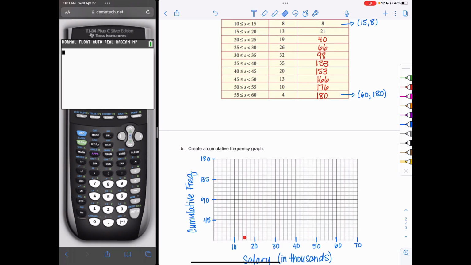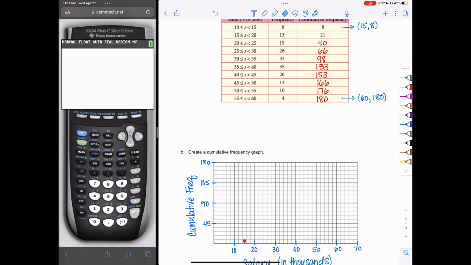Then the next point that we have is going to be at 20, 21. Remember, we use the lower bounds and then the cumulative frequency. So we have to plot 20, 21, which will be located here. And then we are going to plot 25, 40, which is here. Then we are going to plot 30, 66, which is here. And then we're going to plot 35, 98 here. Then 41, 33. Then 45, 153, and then 50, 166, and then 55, 176, and then finally 60 and 180.